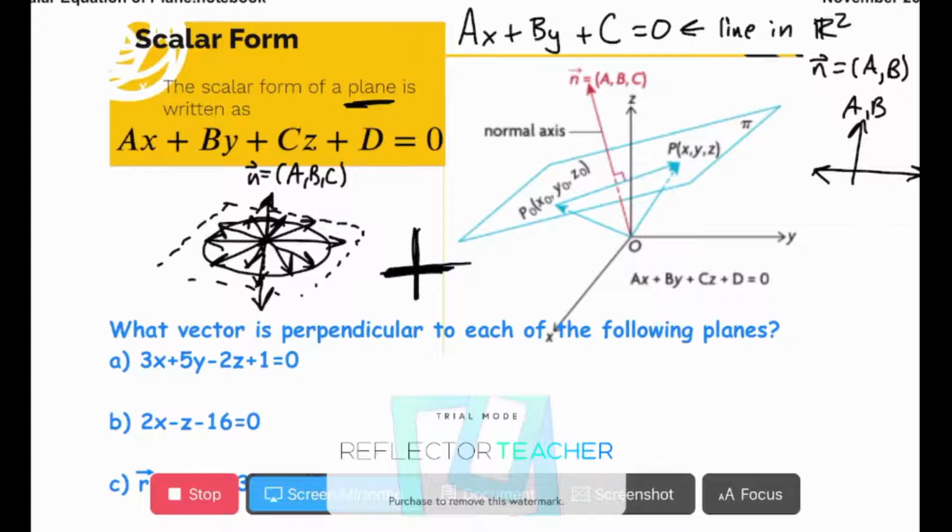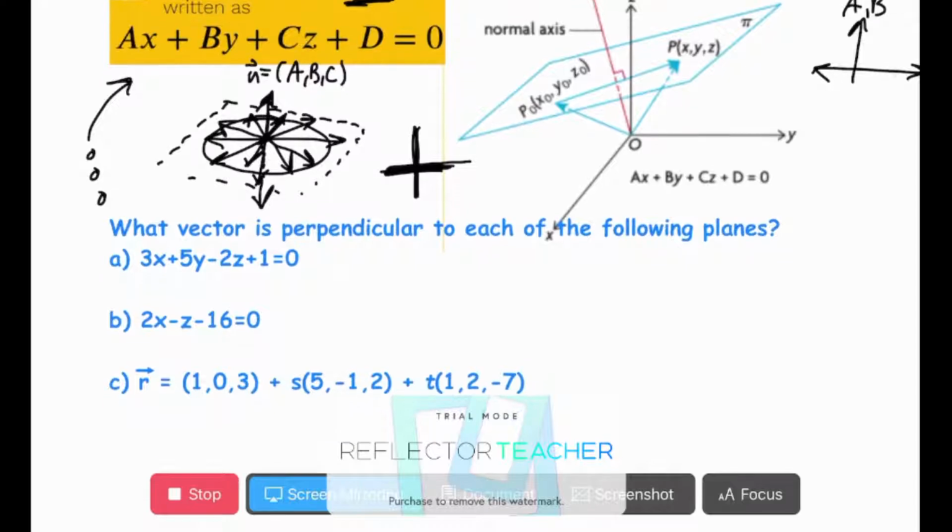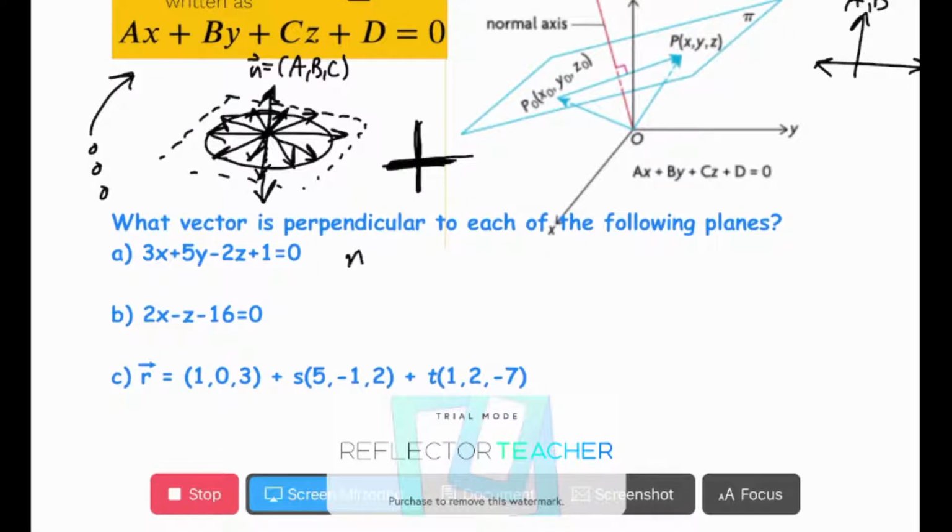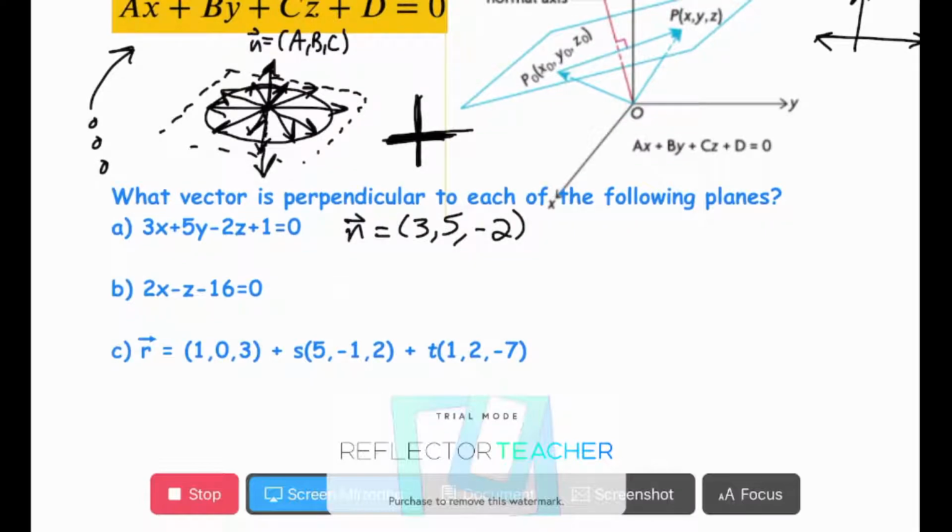What vector is perpendicular to each of the following planes? Well, let's think back to our form and to what we know about our normal vector. So what vector is perpendicular to plane A? Well, for the normal vector, I just need my A, B, and C values, so it's going to be 3, 5, -2. Easy peasy.